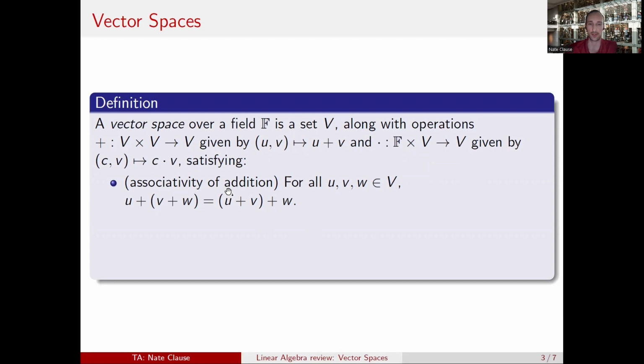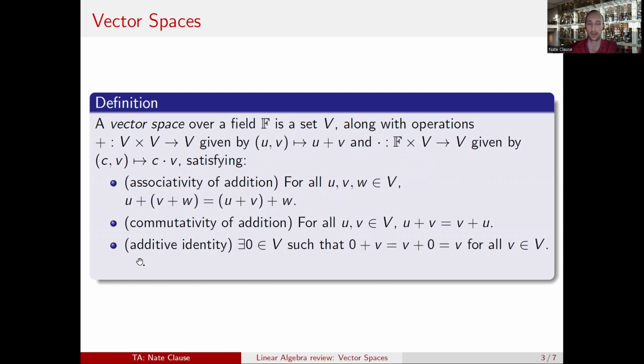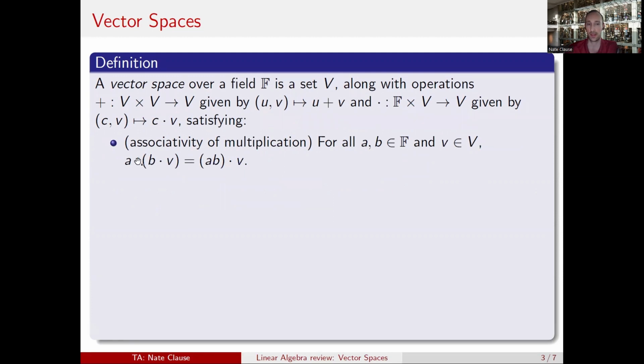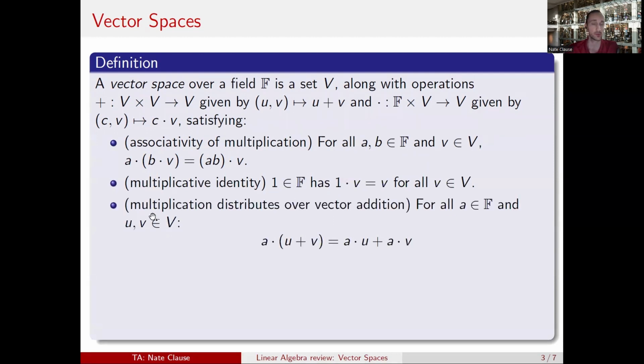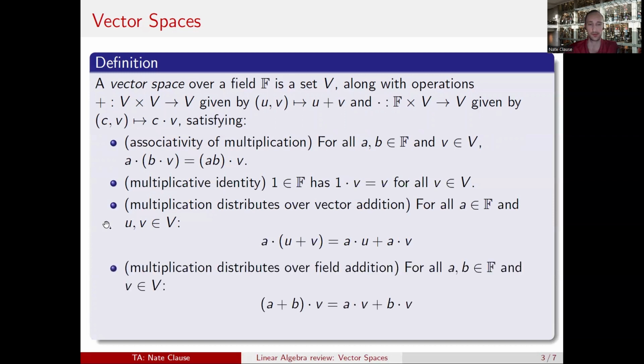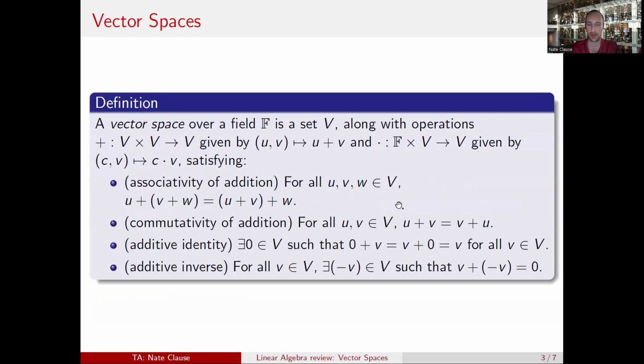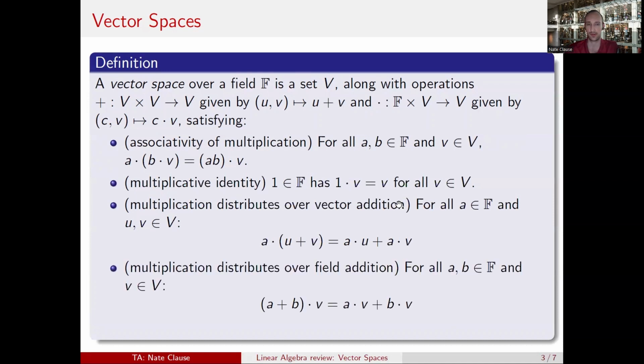So the properties are associativity of addition, commutativity of addition, the existence of an additive identity, the existence of additive inverses. Then further, there are additional properties: associativity of the scalar multiplication, the existence of a multiplicative identity, the fact that multiplication distributes over vector addition, and the fact that multiplication distributes over field addition. So these are all of the 8 properties necessary for a definition of a vector space.